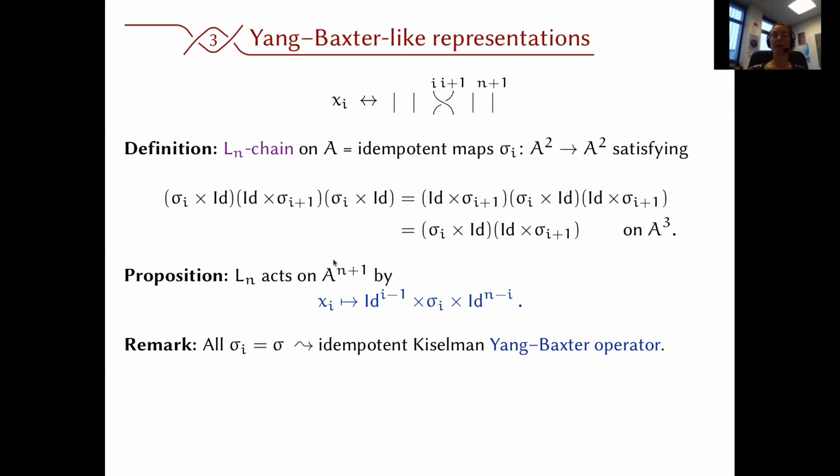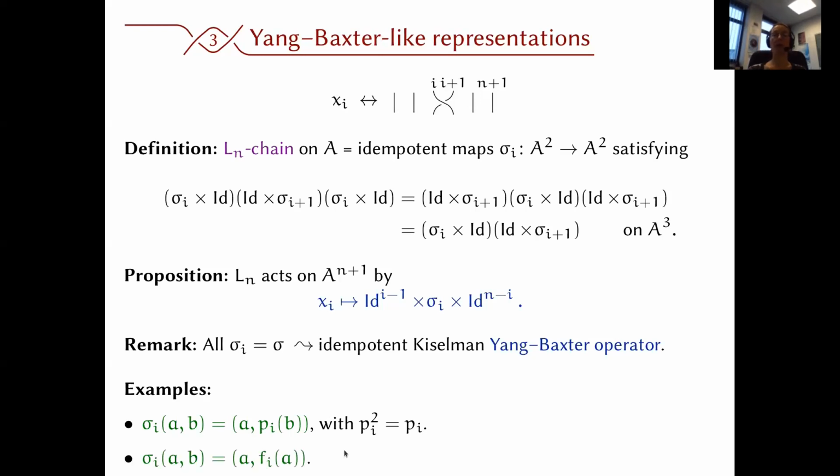When you take all these sigma i's to be the same operator, you recover the notion of the Yang-Baxter operator, which satisfies two additional conditions, this Kiselman condition and the idempotent condition. And there are plenty of very simple examples. First of all, as the maps, you can take the following one. You send A and B to A and p_i of B, where the p_i's are any collection of projectors.